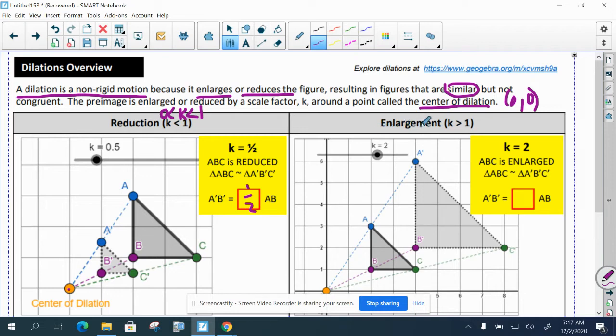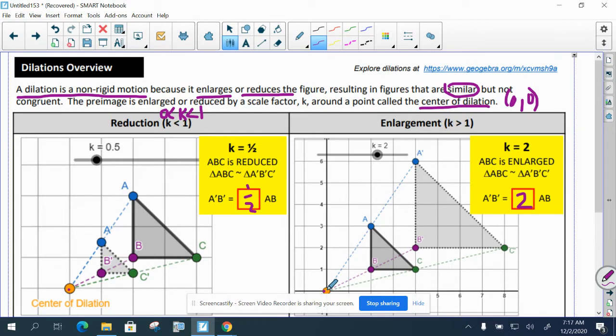And here an enlargement is if k is greater than 1. And really there's no limit to what k can be. It can be as big as 100 or more. So here, if k is 2, then it's the opposite. It gets twice as big. So if side AB is 2, then side A prime B prime is 4. So it gets twice as big.